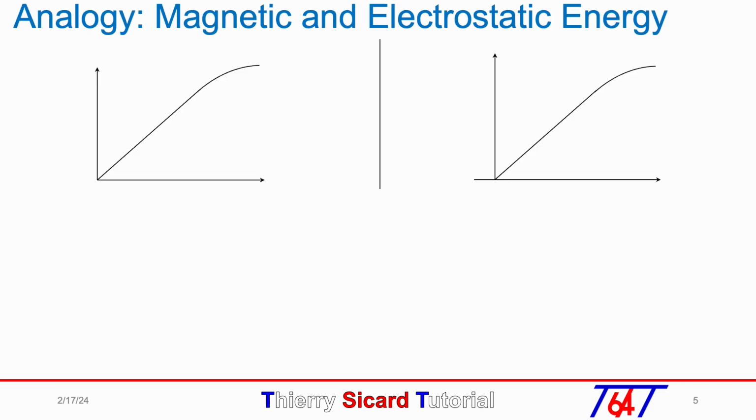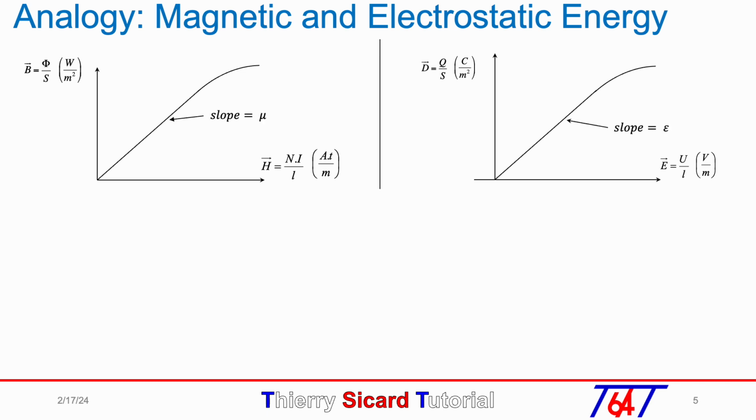Now we will calculate and compare the magnetic and electrostatic energies. For the magnetic side, on the x-axis, we have the vector H in ampere-turn per meter and the electric field in volt per meter on the electrostatic side. On the y-axis, we have B in Weber per meter square for the magnetic side and D, the displacement vector, in Coulomb per meter square. The slope is the permeability and the permittivity.